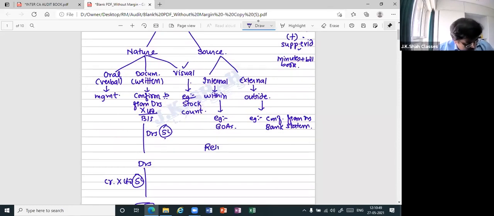The reliability of the audit evidence does not only depend upon the nature, but it also depends upon the source. Repeating what I told. The reliability of your audit evidence does not only depend upon the nature, but it also depends upon the source.